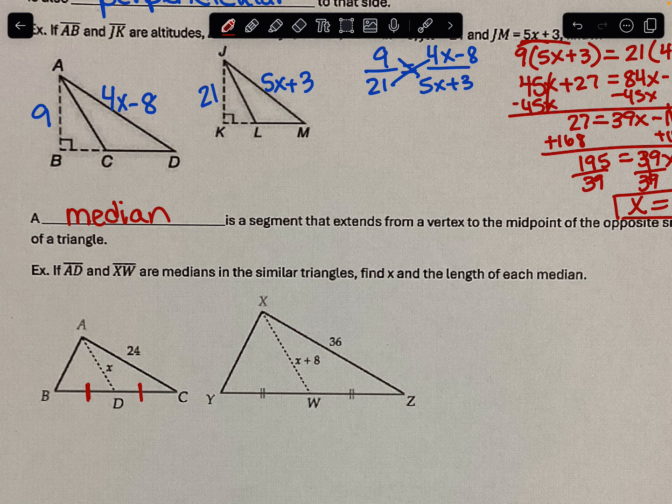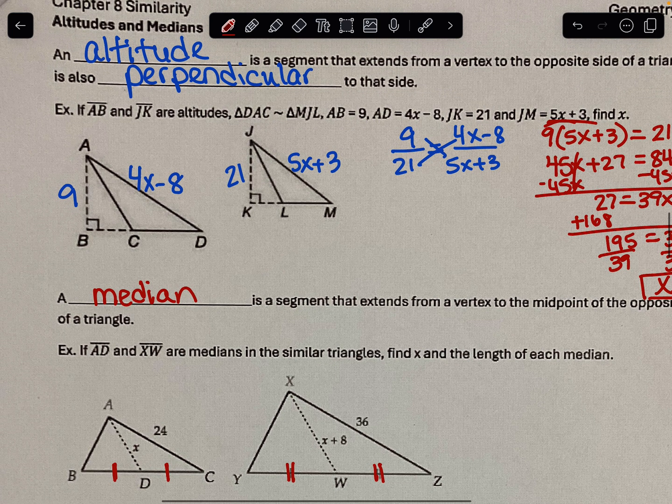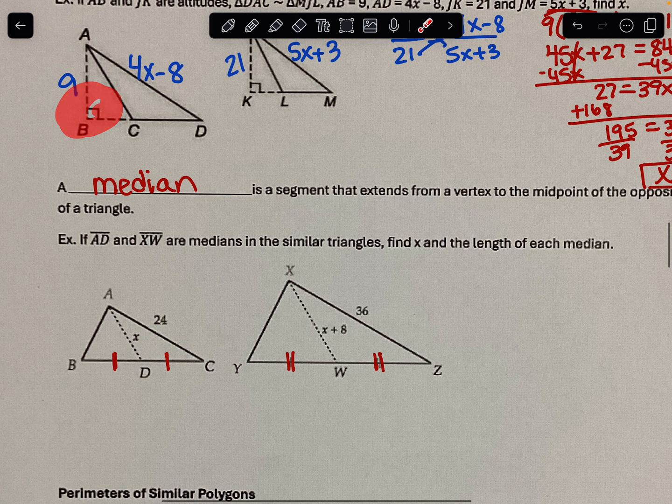Cut it in half. Same thing over here. Cut this side in half. That's how we're going to know the difference between a median and an altitude, because it will ask you that question in your homework today, right? An altitude, you're going to see what? A right angle. A median, you're going to see two sides cut in half.